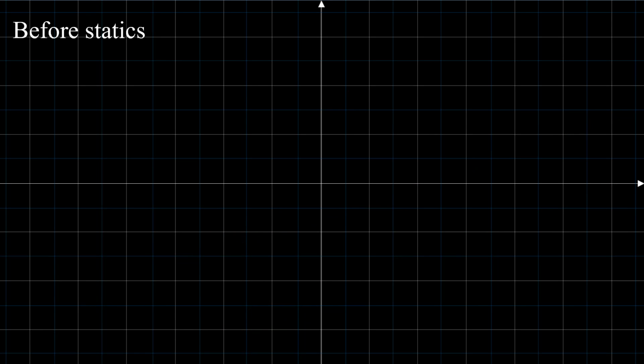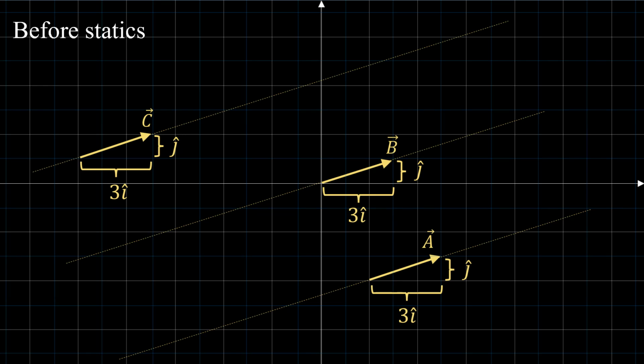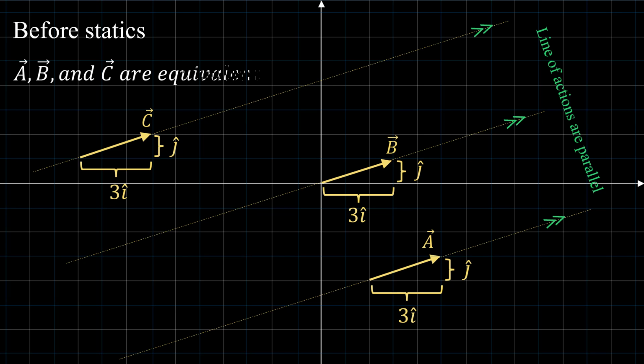In other words, before statics, vectors that had the same magnitude and direction were equivalent to each other. So here vectors A, B, and C all have the same components, which ensures us they have the same magnitude and direction. But they have different lines of action that are parallel to each other. So before statics, we would say A, B, and C are equivalent. In other words, A is equal to B equal to C.